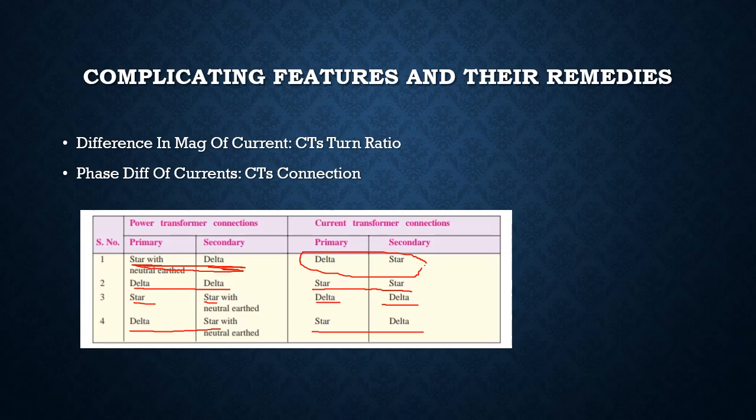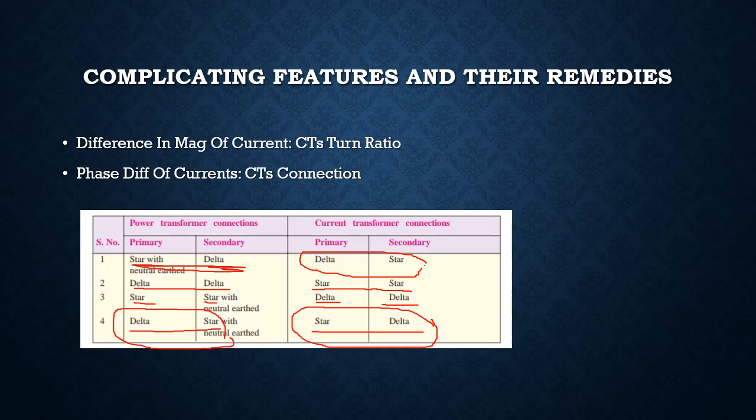If the power transformer is connected in delta-star, then the CTs on both sides of the transformer should be in star-delta. When the CTs are connected in star-delta for the delta-star power transformer, then the phase difference, the second complicating feature, can be compensated.